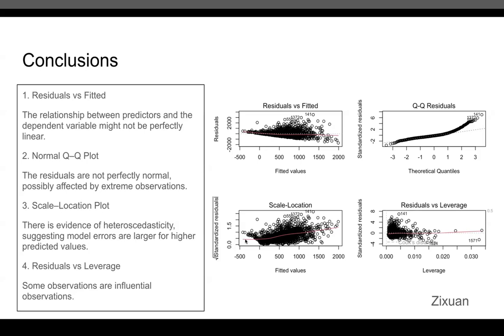And also the third graph is about the scale location plot. It shows the evidence of heteroscedasticity, not constant variance, suggesting that the model errors are larger for higher predicted values. And the last graph shows the residual values versus the leverage values, which shows that some observations are influential observations as an outlier.